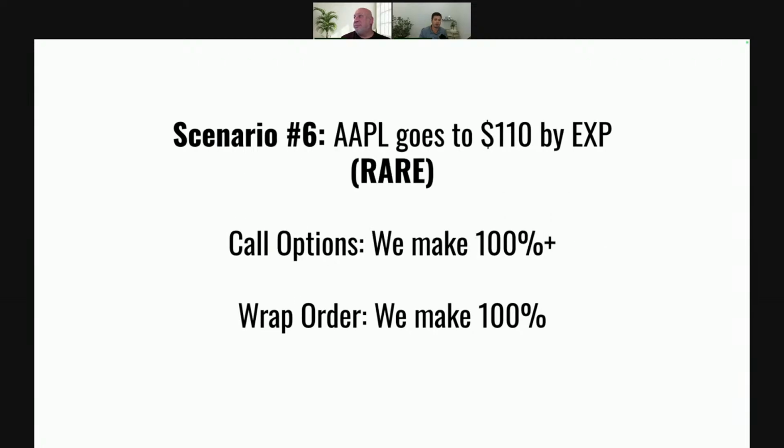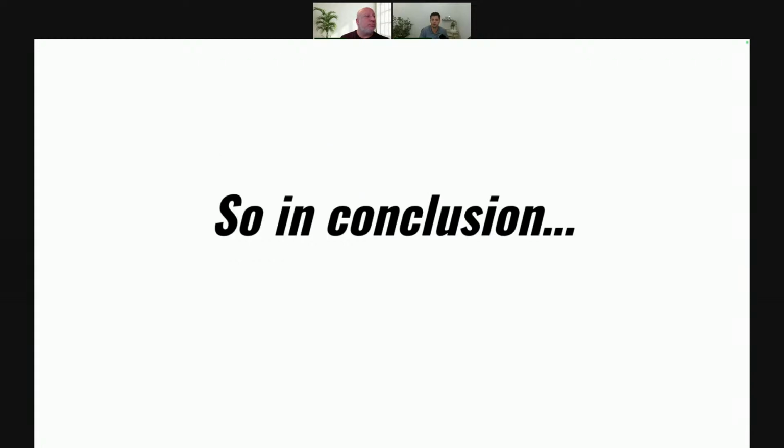Now let's look at a very rare scenario. This is where call options can be good. They have unlimited upside. Wrap order, we're capped. We have a max profit, but again, that's at 100%, pretty darn good. But let's say Apple goes to 110 by expiration, which would be a pretty rare move. With the call options, you'd probably make 100%, maybe even more. With the wrap order, you would make still that double, that 100% profit we're going for.